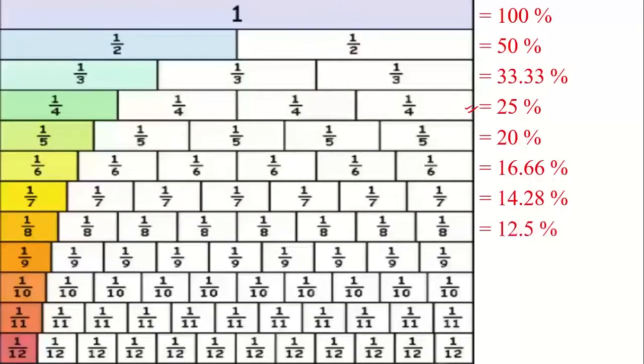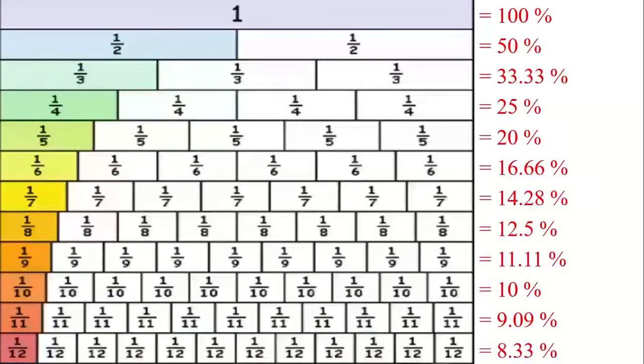1 by 9, divide the 100 into 9 parts, so each part will be 11.11%. 1 by 10 is 10%, 1 by 11 is 9.09%, and 1 by 12 is half of 1 by 6. So 16.66 ka half is 8.33%.